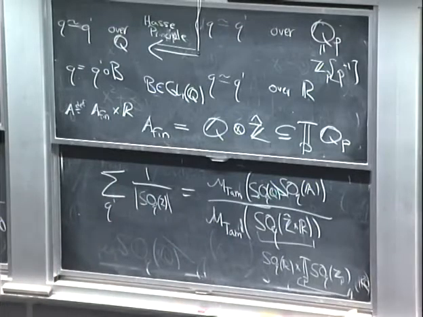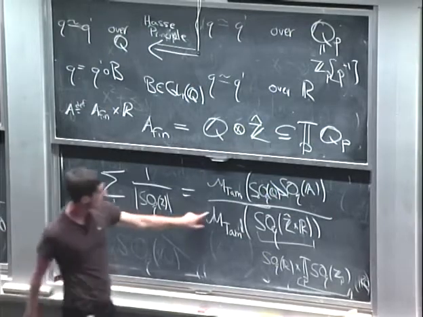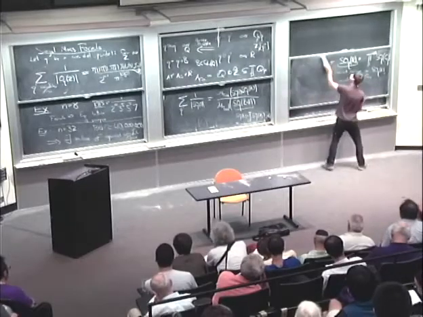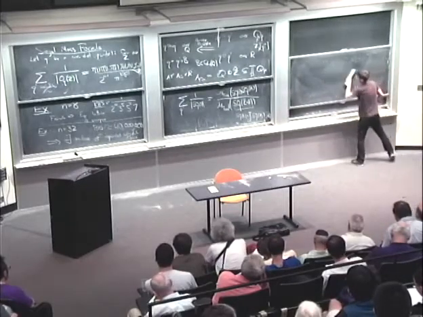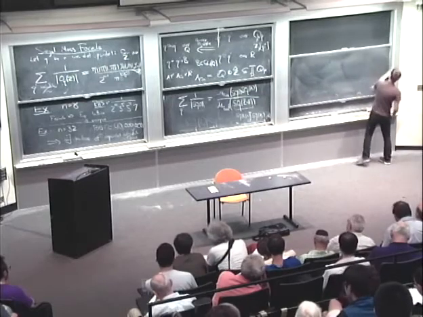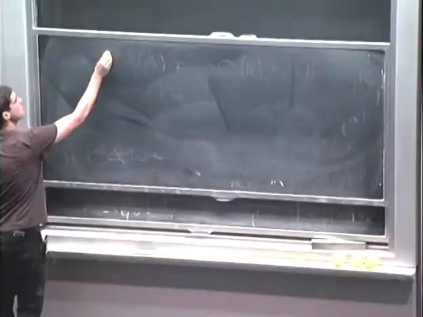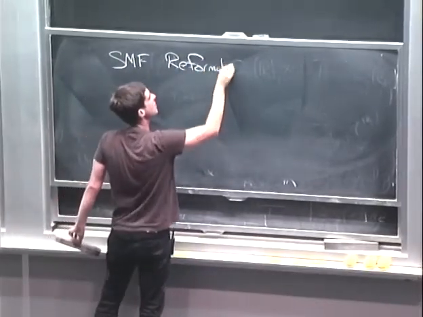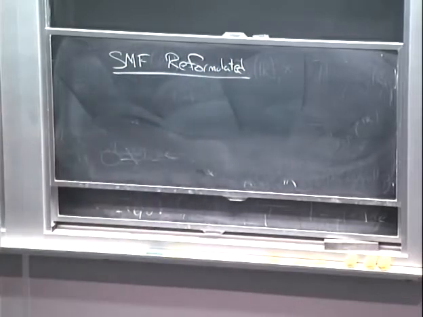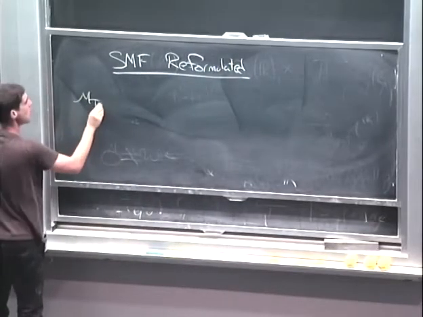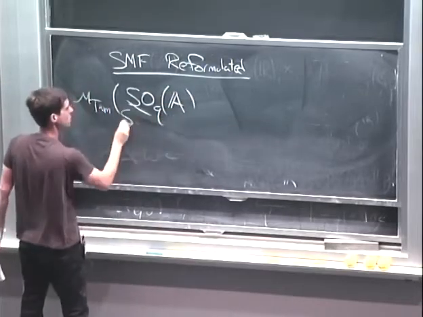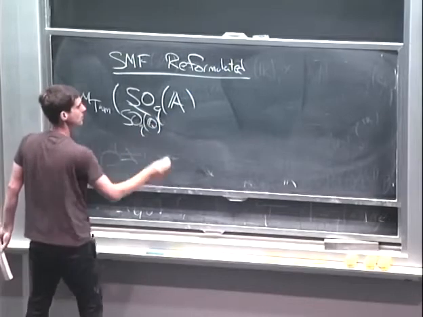So it turns out that all of the complicated bits of this expression come from the denominator here, and you can rewrite the Siegel mass formula in a way that you can actually remember. So the Siegel mass formula reformulated is just a description of the numerator of this expression. It says that the Tamagawa measure of SO_Q of the adeles mod SO_Q of the rational numbers is equal to 2.